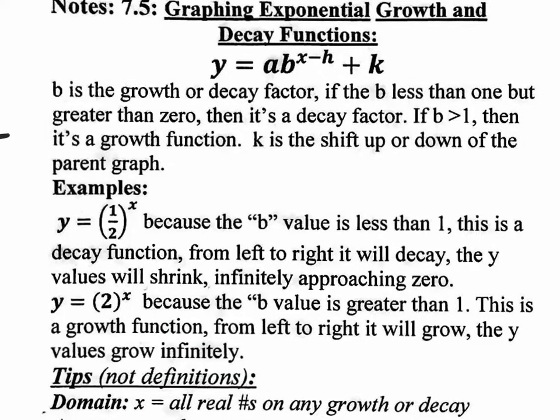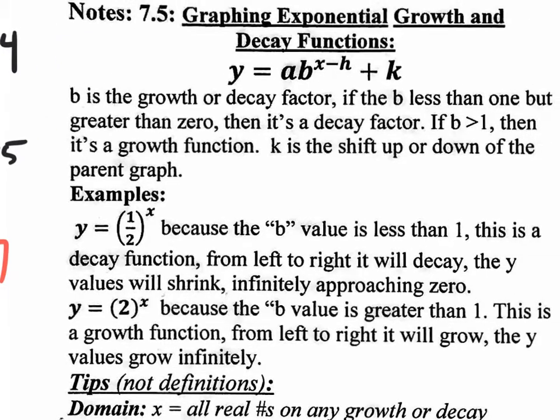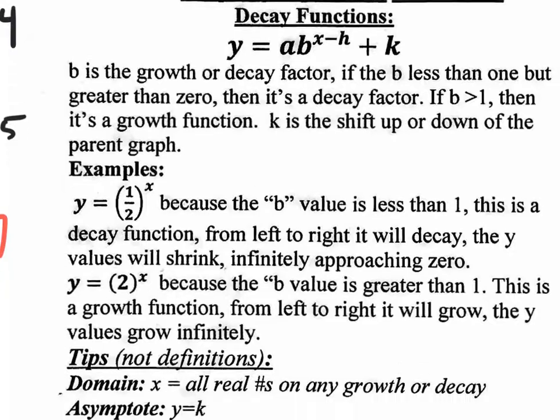What I just explained is kind of what I tried to explain right here in this little paragraph, saying that if your base is less than 1, it shrinks. If it's greater than 1, it grows. Then I give you an example. See, this one right here has a base that's less than 1. That's 1/2. So because the base is less than 1, this is a decay function. From left to right, it's going to shrink, right? It's going to infinitely approach 0. Now this base is 2. That's greater than 1. So from left to right, it's going to grow. It's going to grow to infinity, right?